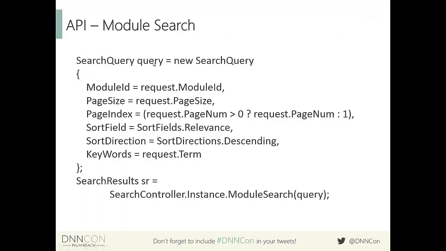So let's see again how that works. This is the operation for that actual button click event where it hits a web API, and this is what happens. I'm building this search query object. I'm passing it my module ID, page size, page number or page index, and the sort. I'm just hard coding the sort as the relevance sort, descending, and then the request term, which was whatever was in my text box, I'm passing in through this request object. Then it's one line of code here using the search controller instance module search, passing it the query. That returns an object of type search result.